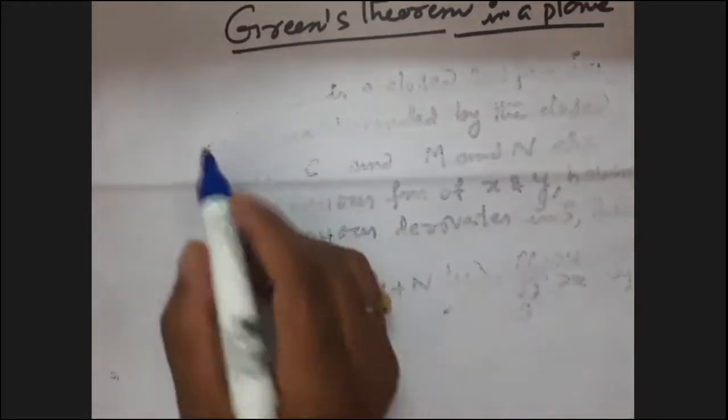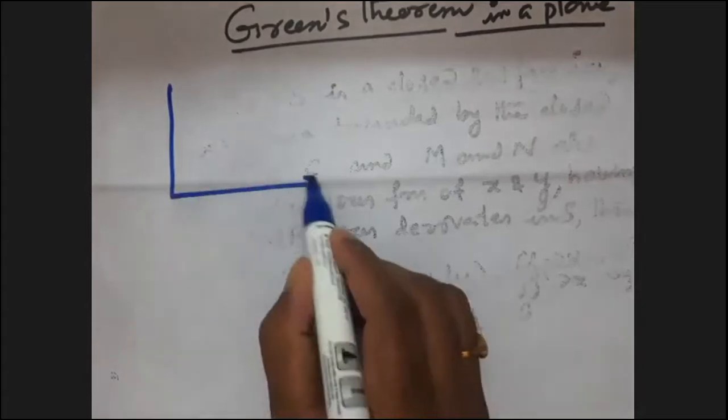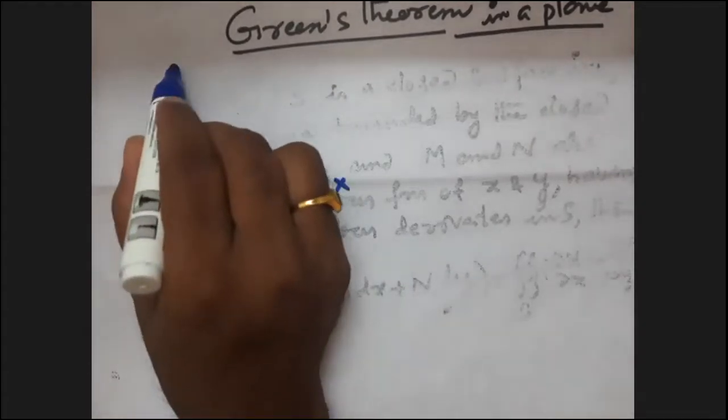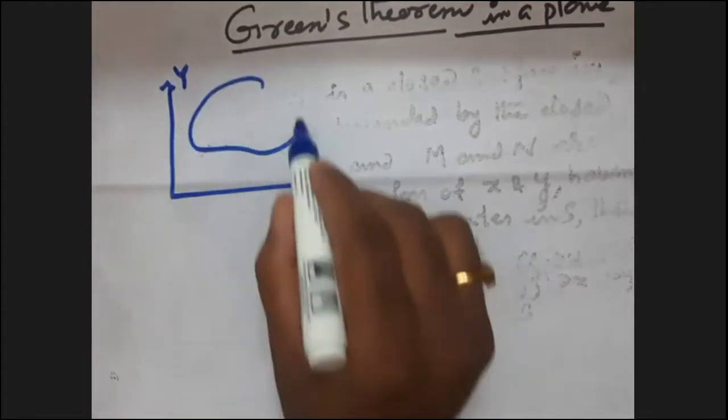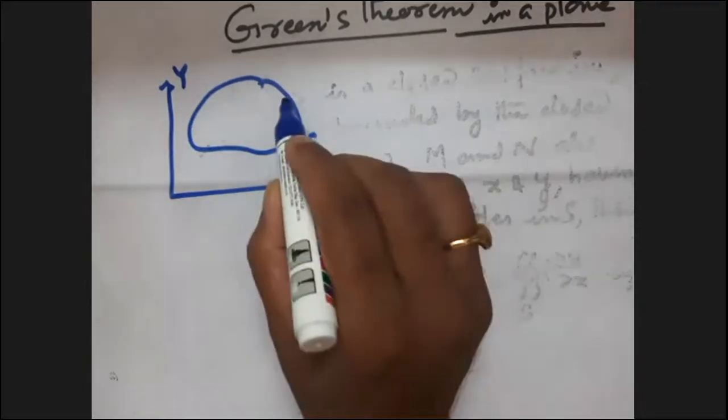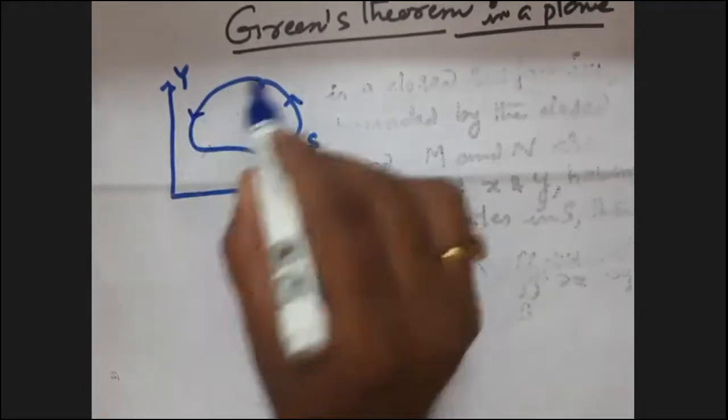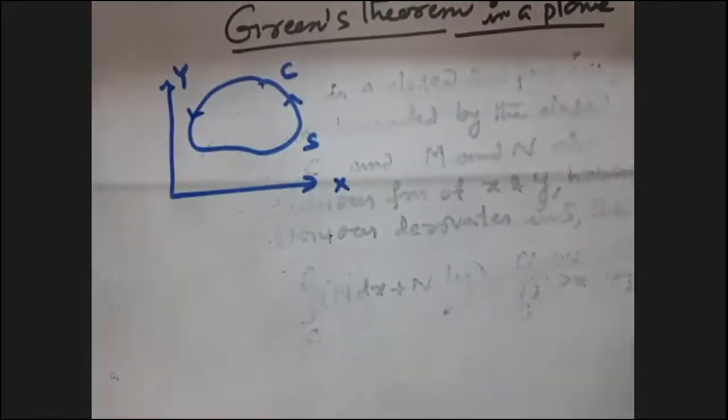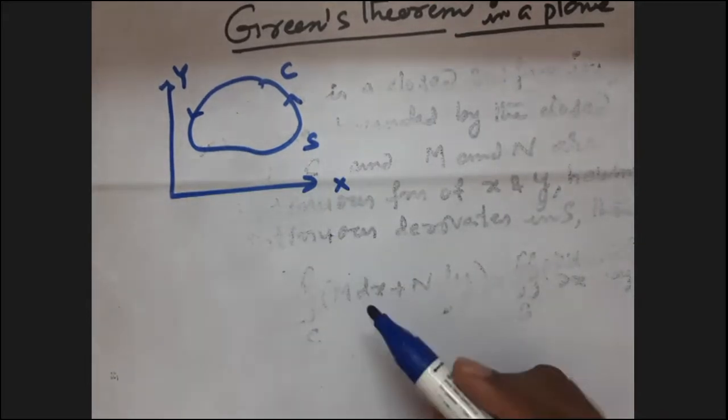So I am drawing the figure here. In the XY plane, we consider a closed surface S. Here the curve is taken in the counterclockwise direction, that is, the positive direction.